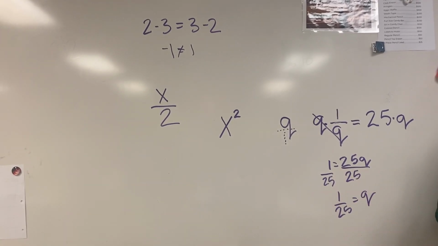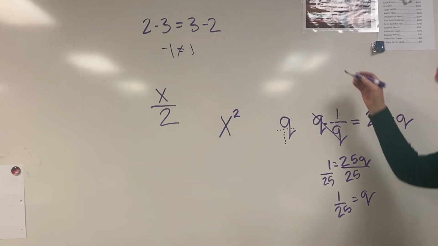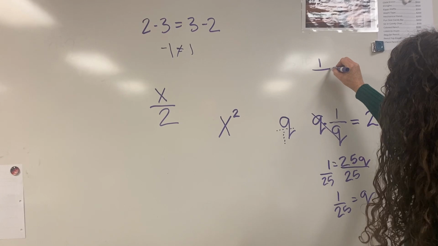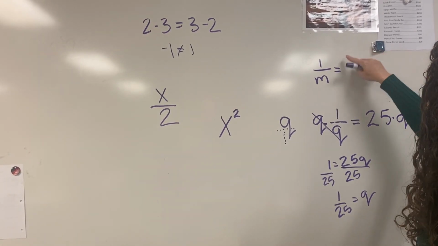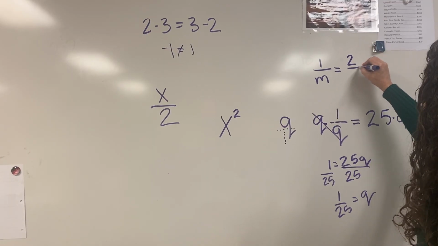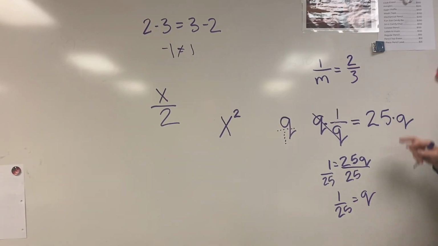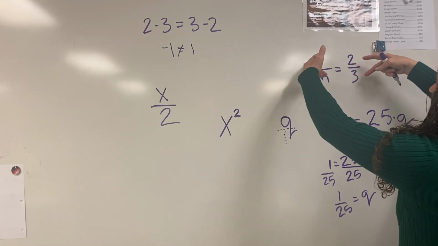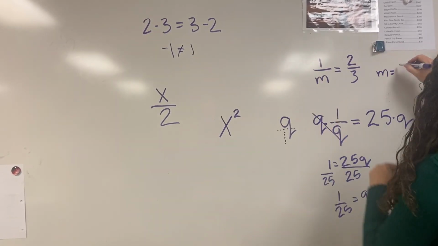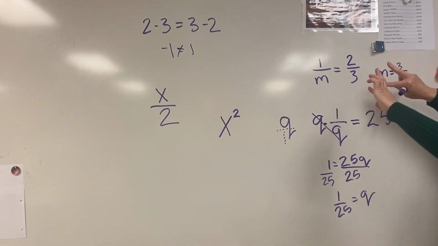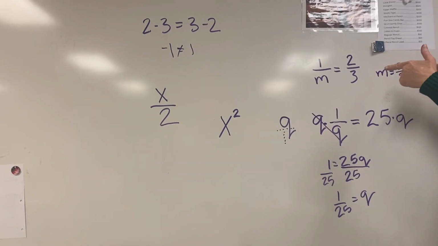You know what you can also do that's a little bit cheating? Let's say I have the reciprocal of a number, 1 over m equals 2/3. You know what I can do with both of these? Just flip them. I can flip both sides. So m equals 3 over 2. You can just do that.